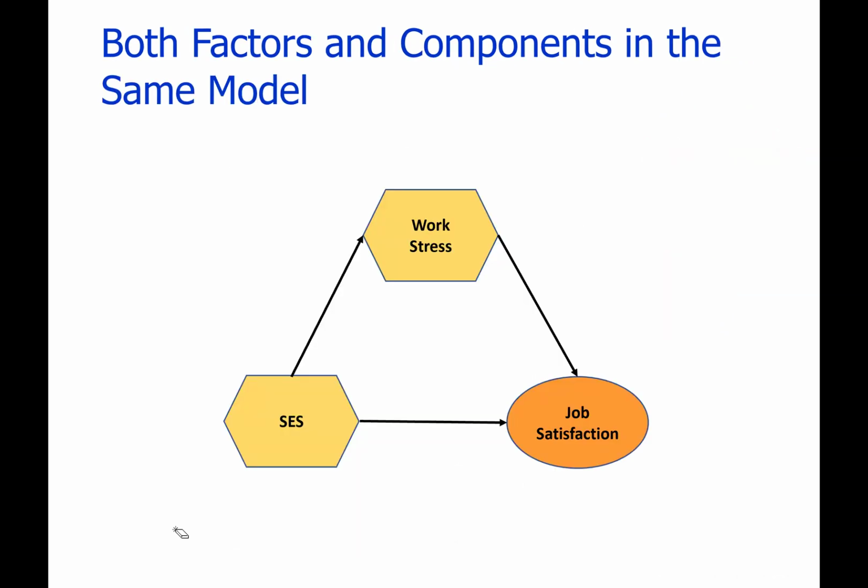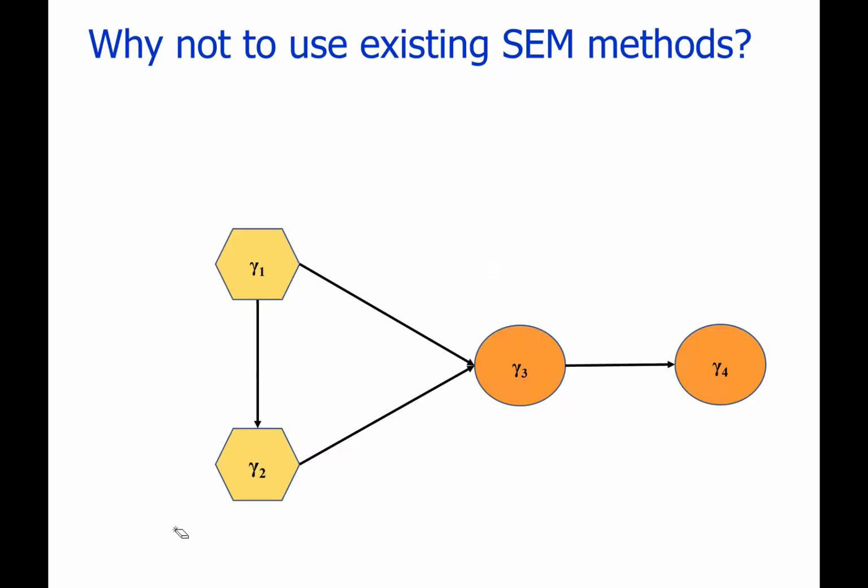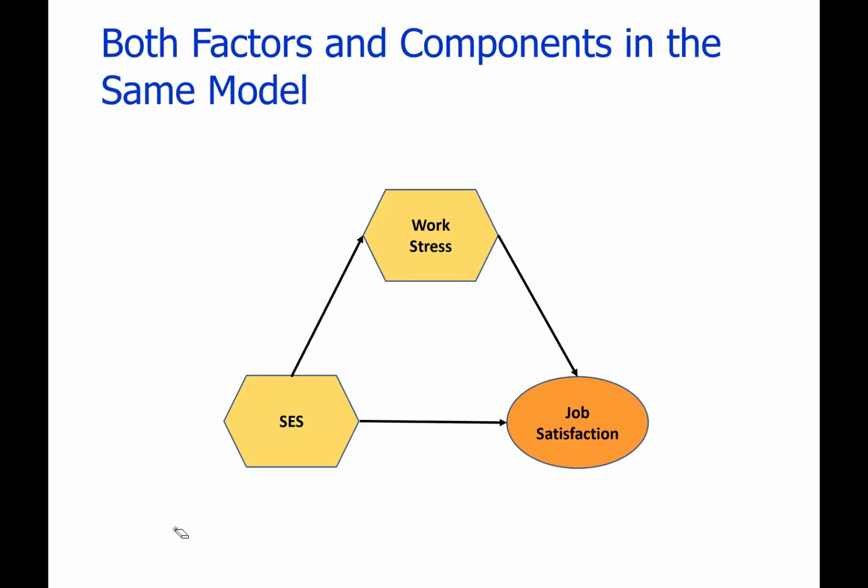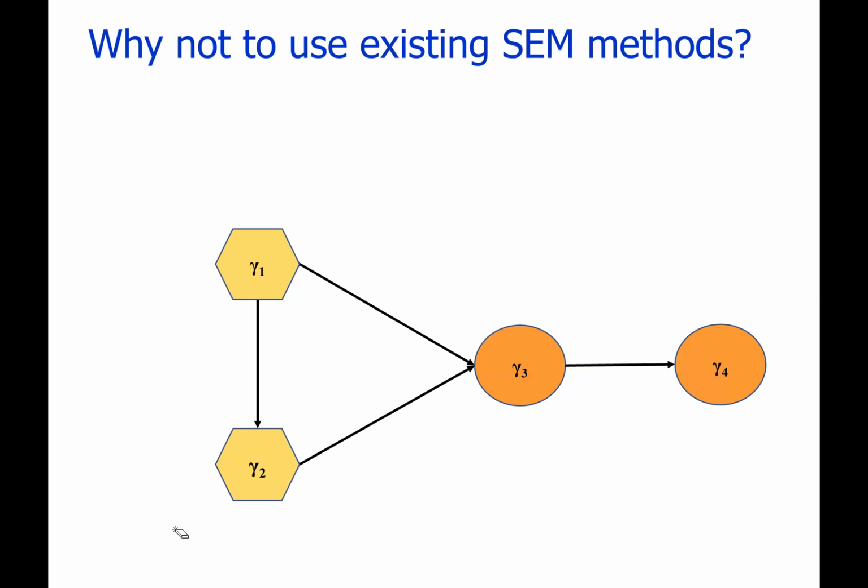Let me skip this one. Okay, and then you may ask: as you can see here, there might be cases where you have both components and factors at the same time. Then why not just use an existing SEM method to fit such models? This is a question I have, and let me show why it is not a good idea to use an existing SEM method to fit this kind of model with both factors and components.